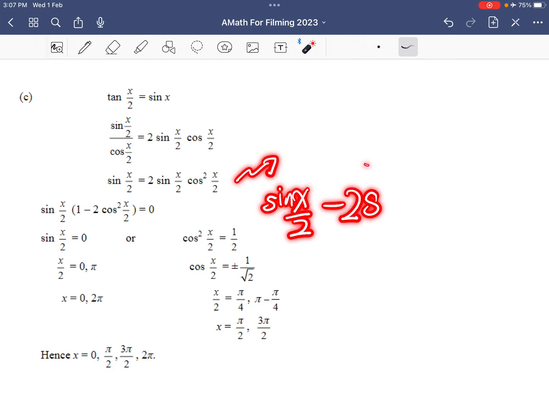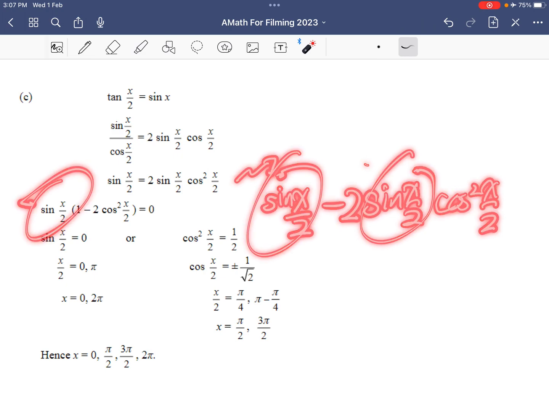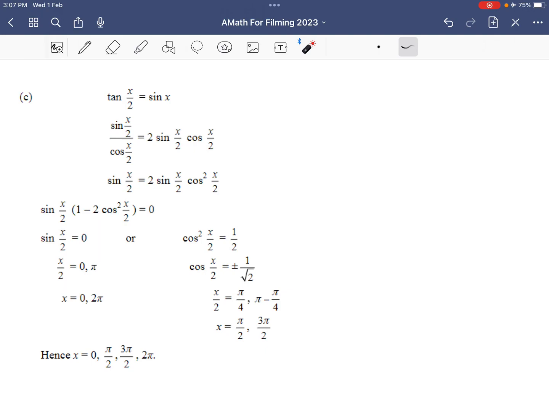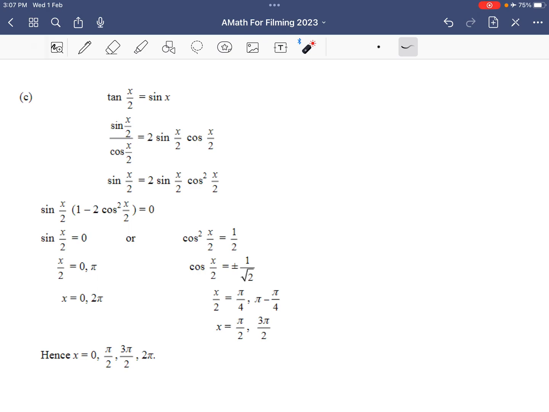Sine x over 2 minus 2 sine x over 2 cosine square x over 2. Common factor is sine x over 2. So you can actually factorize sine x over 2 here. If I factorize sine x over 2, I get sine x over 2 equals to 0, and 1 minus 2 cosine square x over 2 is equals to 0. This solution generates 0 and 2 pi. This solution here gives me this. Square rooting both sides, I will get plus minus, which means that cosine will occur in all 4 quadrants itself.